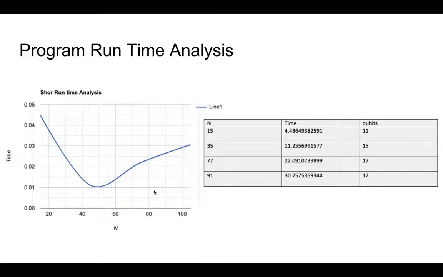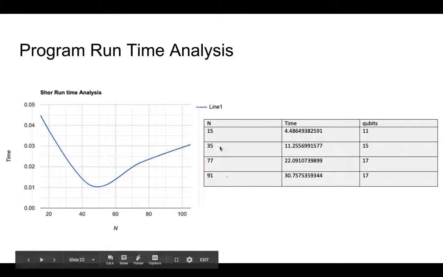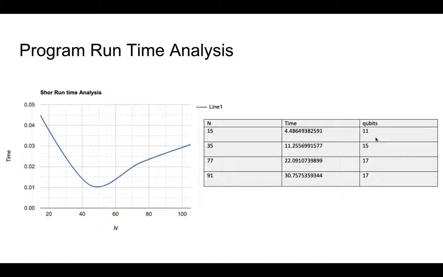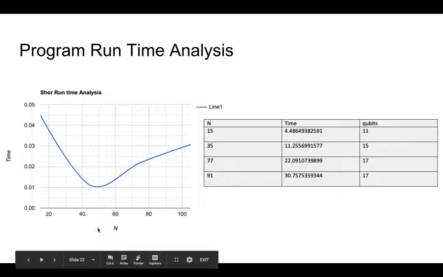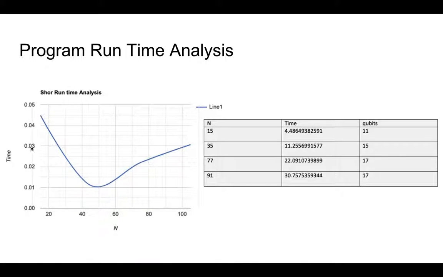So this is a runtime analysis of factoring a set of numbers from 15 to 105. These are the numbers we use for factorization, and this is the execution time, and these are the number of qubits the program used. We have the n on the x-axis, and the time it took to factorize on the y-axis, and that's it for the implementation.